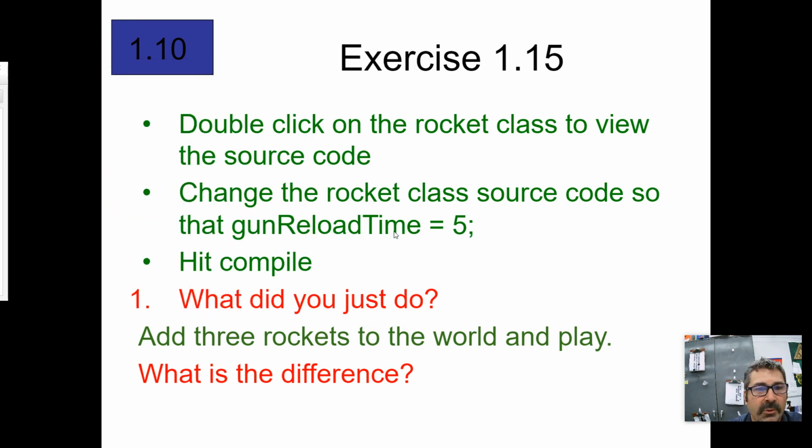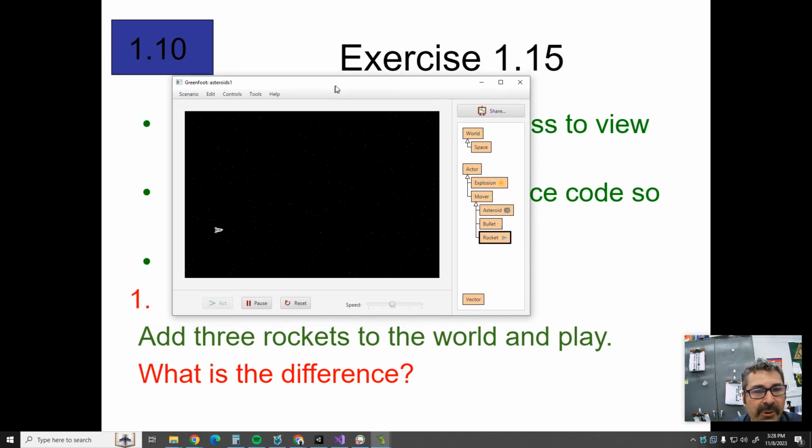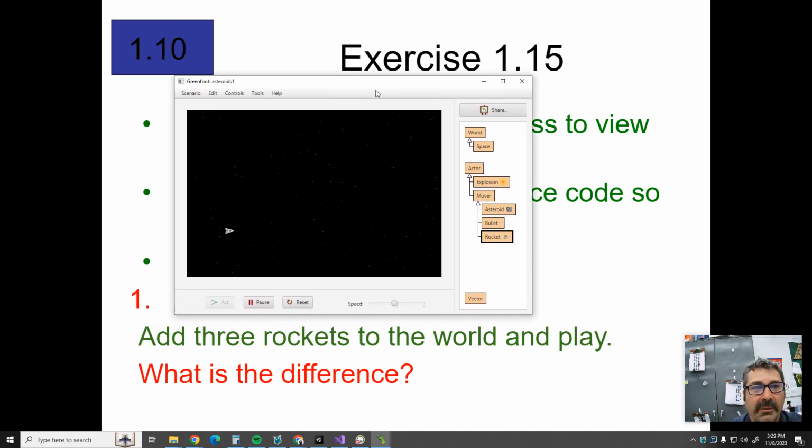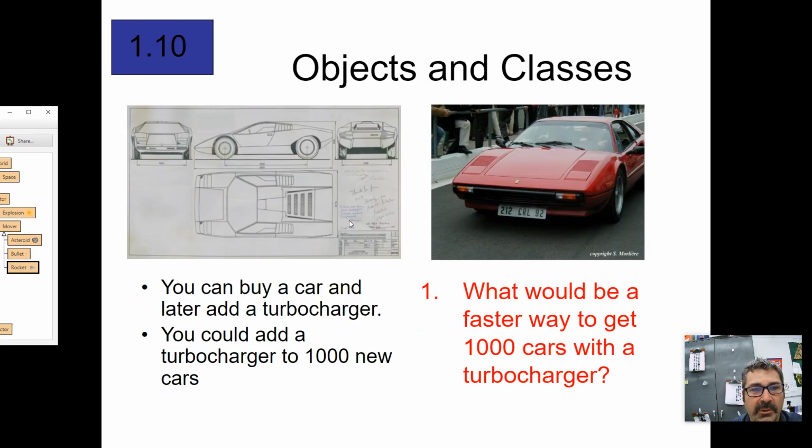Change the rocket class source code to the gun. Hit compile. What did you just do? Well, what you just did is you changed the Java source code, and you changed the class, and you changed the blueprint. Add 3 rockets to the world and play. What is the difference? Well, as you know, the difference is that every rocket is going to be faster.